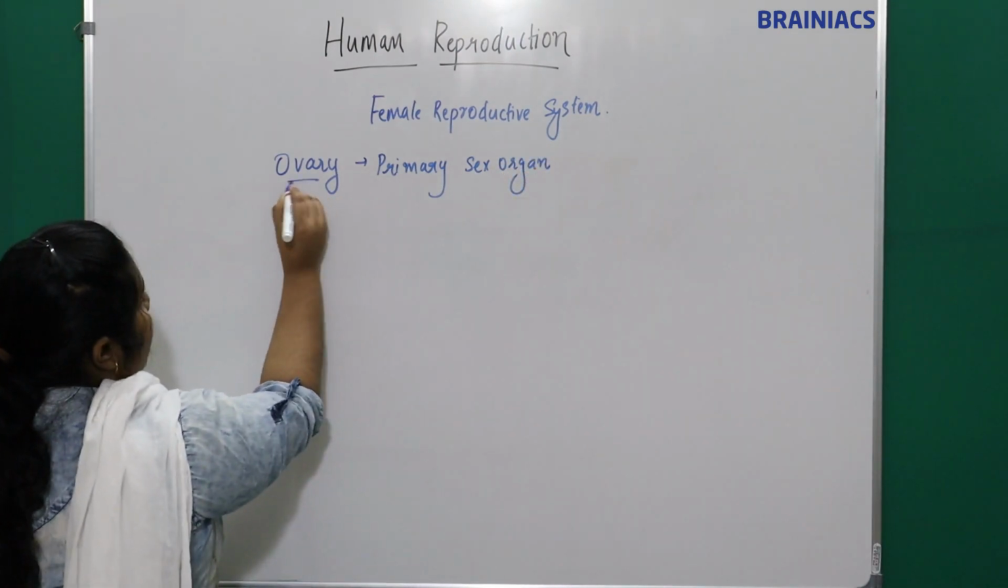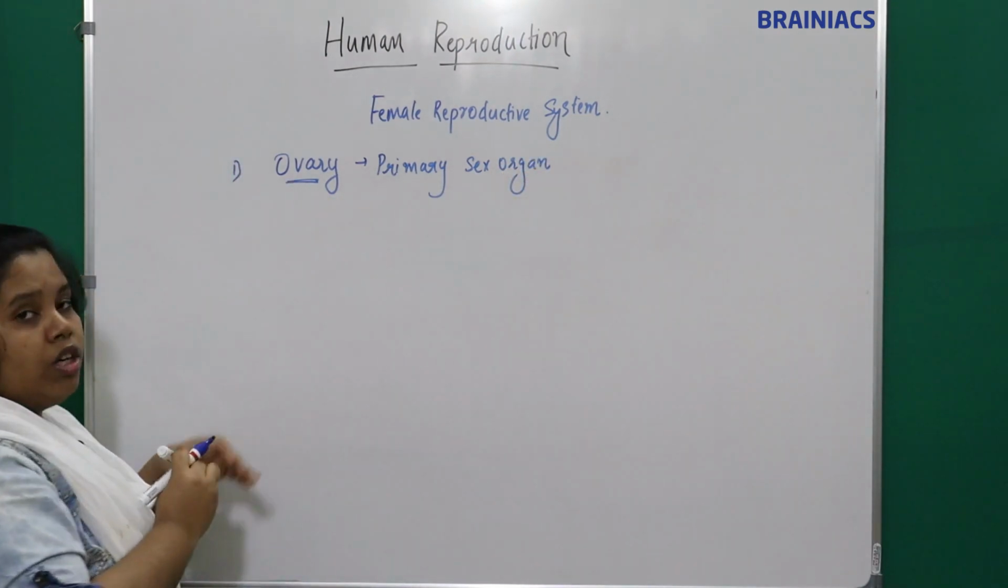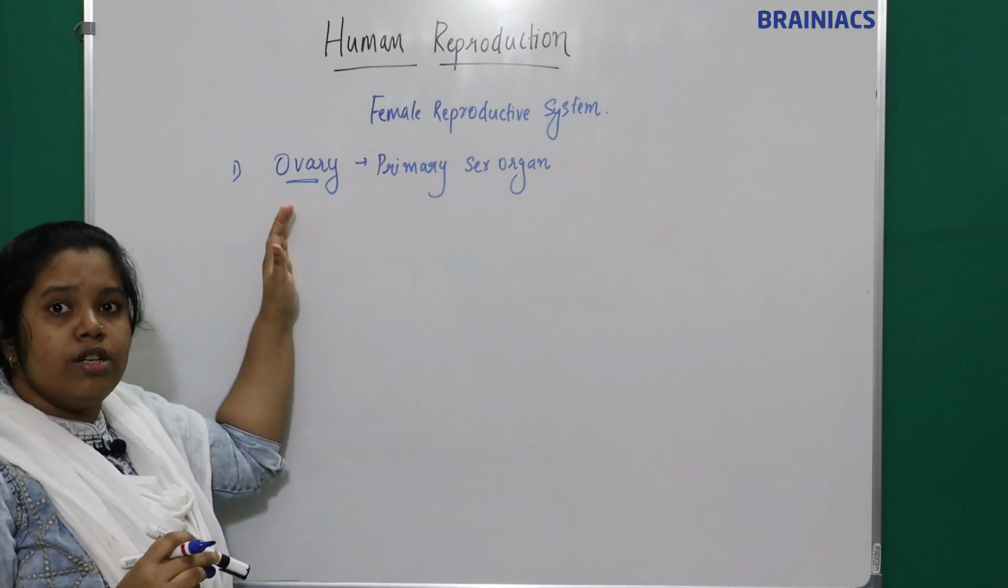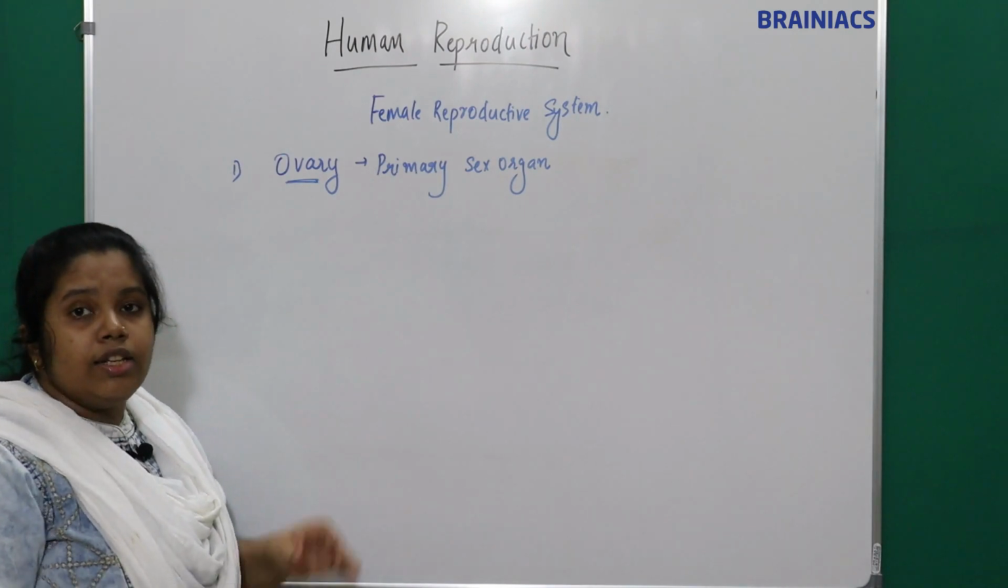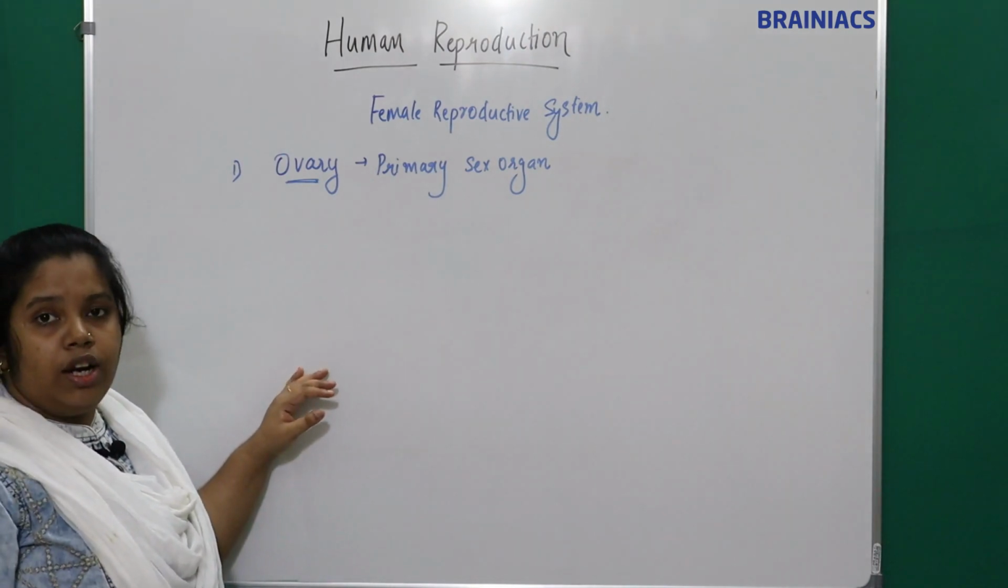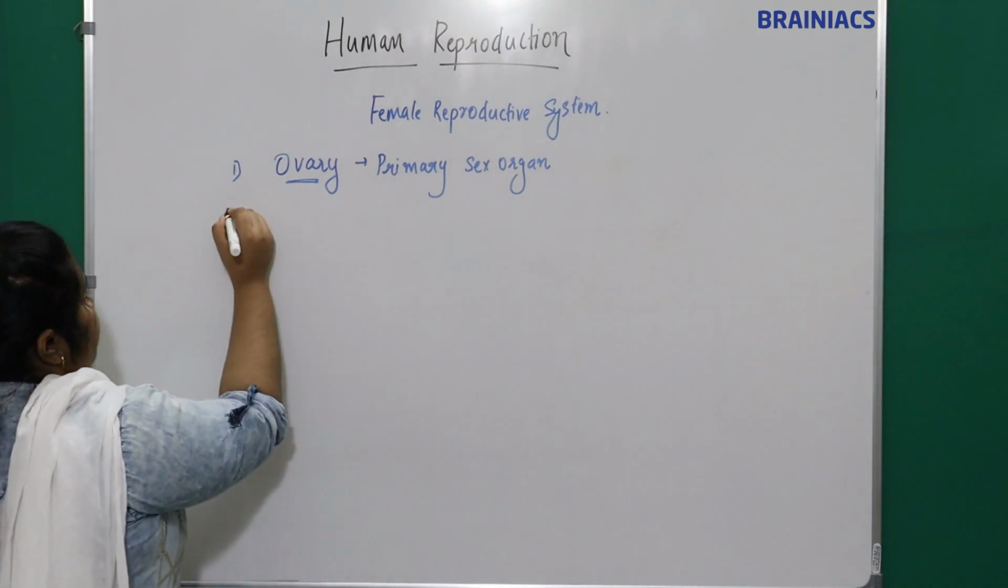The ovary is the primary sex organ where the ovum is produced, or gametogenesis occurs. The gametes are produced in the ovary, so it is called a primary sex organ. Now we'll see what the other parts are.